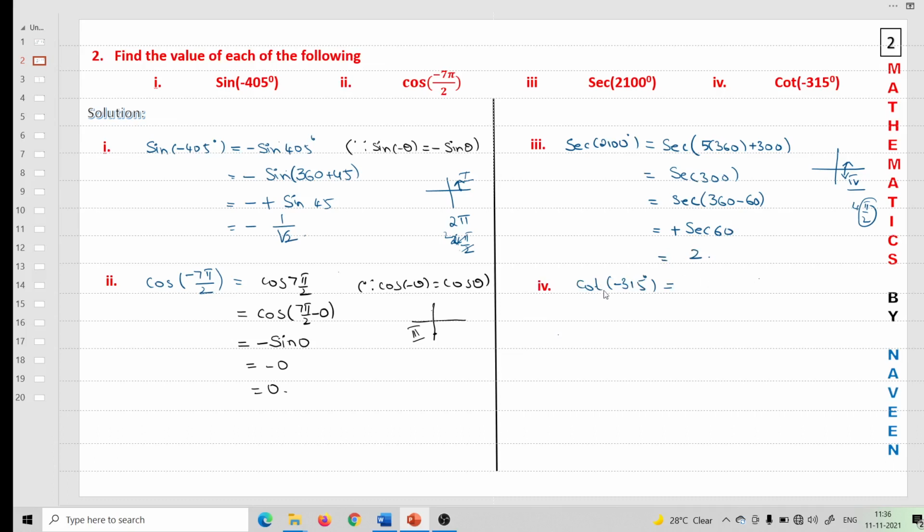Next problem, cot of minus 315 degrees. So here cot of minus theta formula is what?